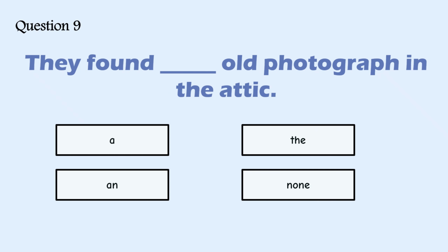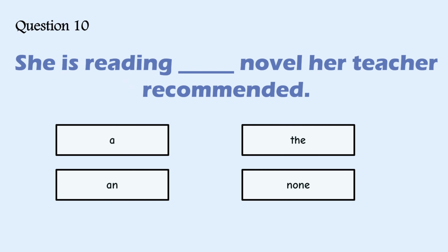Question 9. They found dash old photograph in the attic. The correct option is an. They found an old photograph in the attic. Question 10. She is reading dash novel her teacher recommended. The correct option is the. She is reading the novel her teacher recommended.